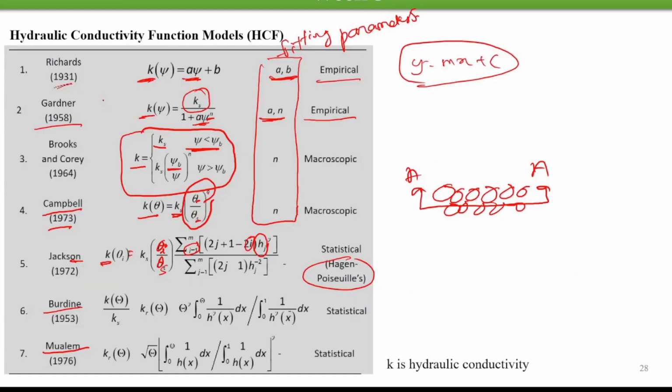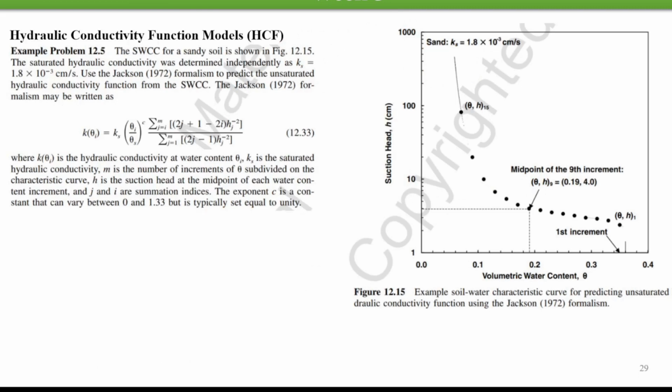Based on this Jackson model, we can do one numerical. The numerical states that the soil water characteristic curve of a sandy soil is shown in figure 12.15. The soil water characteristic curve is shown here, between suction head, H, or you can draw it as phi, and the volumetric moisture content theta. The saturated hydraulic conductivity Ks is given as 1.8 into 10 to the power minus 3 centimeter per second. Then we need to use the Jackson formalism to predict the unsaturated hydraulic conductivity function from the SWCC.